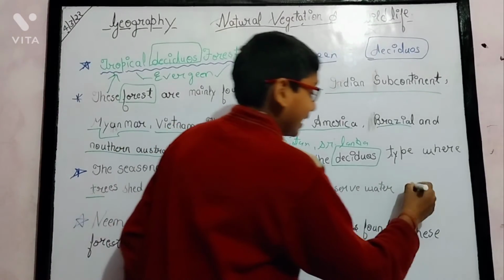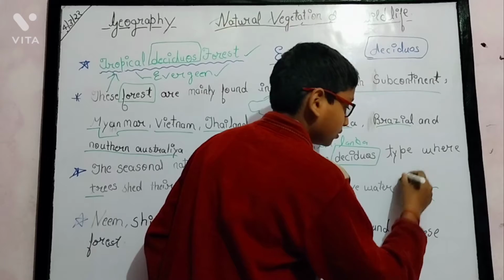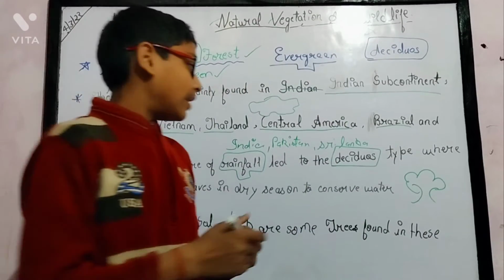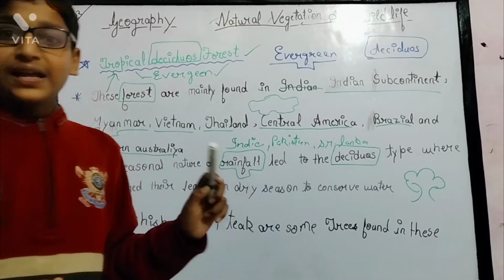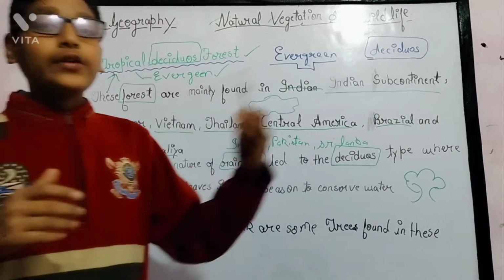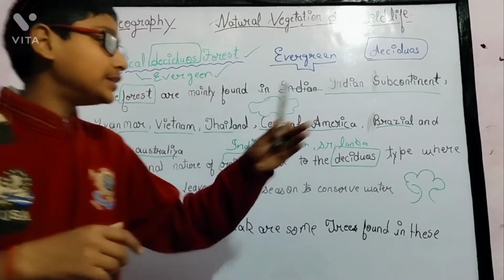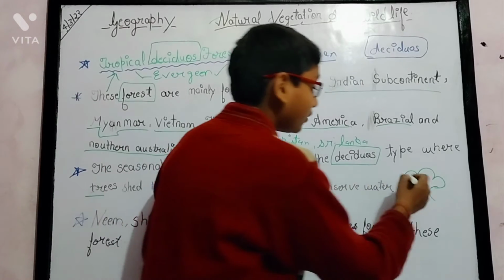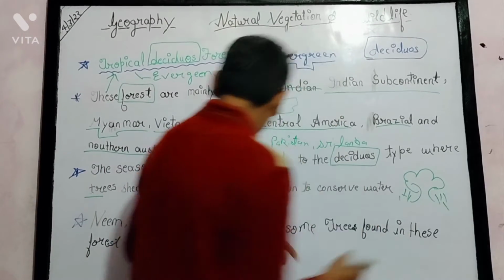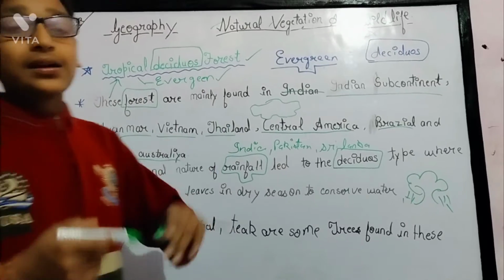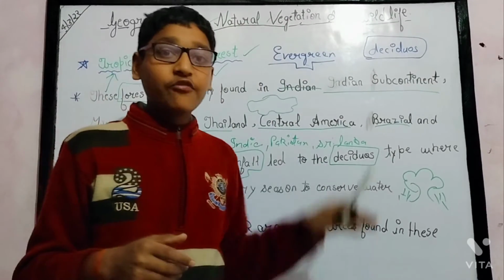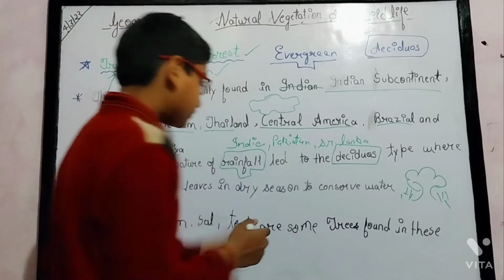That if a tree is there, but in there it only rains in the rainy season. So in the summer season, how do they conserve water? The leaves of the trees start shedding off, start going down, start tearing off from the tree, to conserve water.